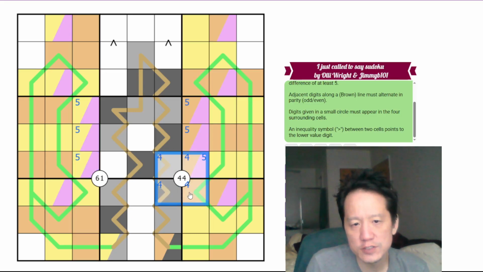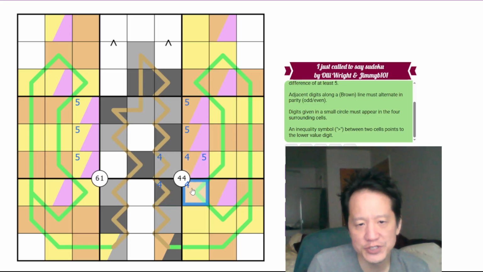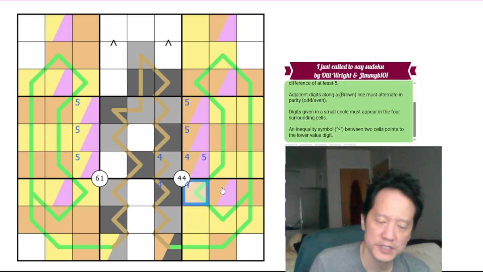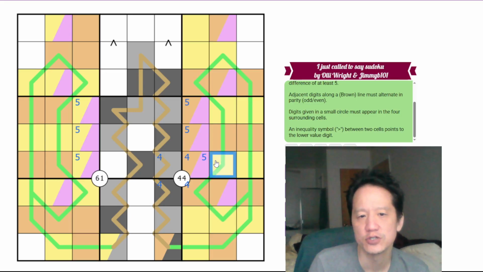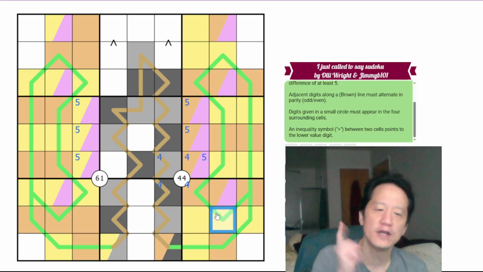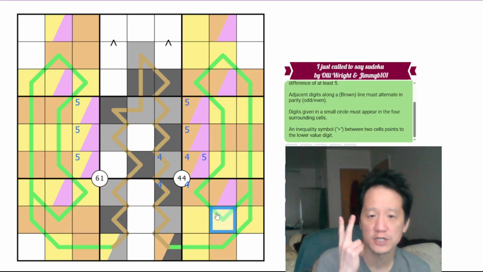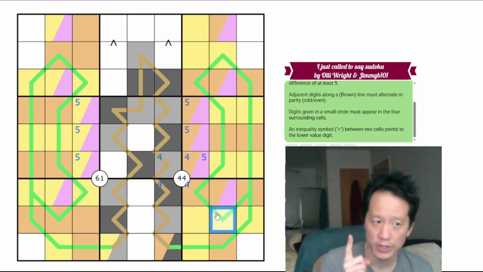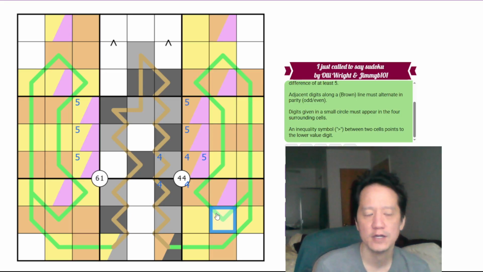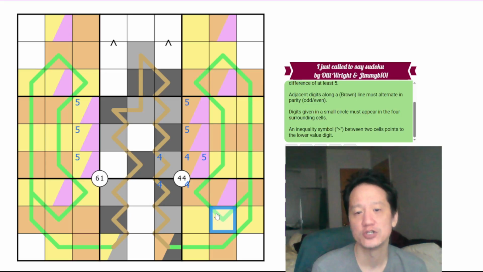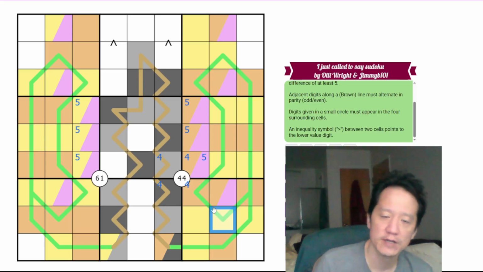So for this quad circle, either this is a 4 and this is a 4, or this is a 4 and that's a 4. Well, okay, this can't be a 4 because it's next to 2 unique digits on a German whisper line. And 4 can never be next to 2 unique digits on a German whisper line. It can only be next to 1 unique digit on a German whisper line, and that would be 9.